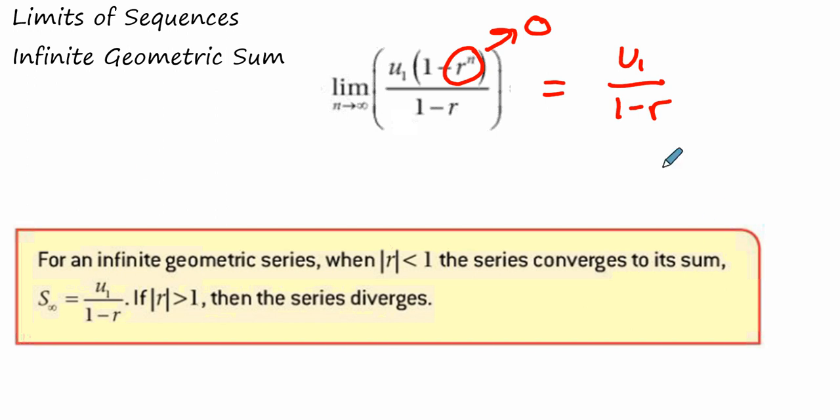Therefore, this is the geometric series formula. As long as the absolute value of r is less than 1, which means r is between -1 and 1, the series converges to this sum. If it's bigger than 1, the series diverges. Again, something we saw way early on.